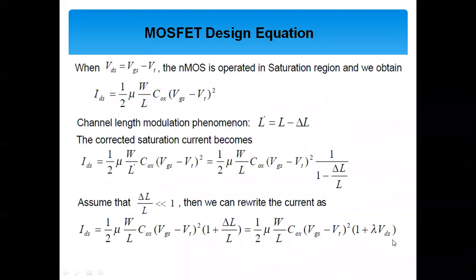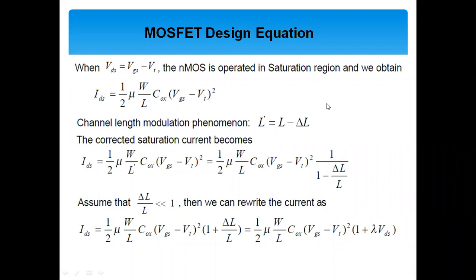Next, when this VDS is equal to VGS minus VT, the NMOS operates in the saturation region and we obtain IDS is equal to 1 by 2 mu W by L Cox in bracket (VGS minus VT) square. This is the final, or one of the equations of IDS, the drain to source current.